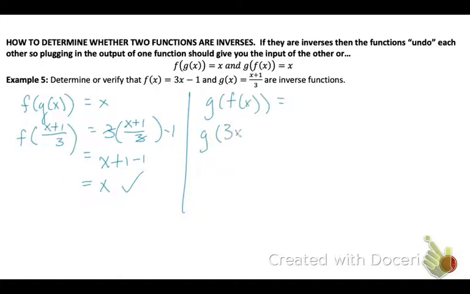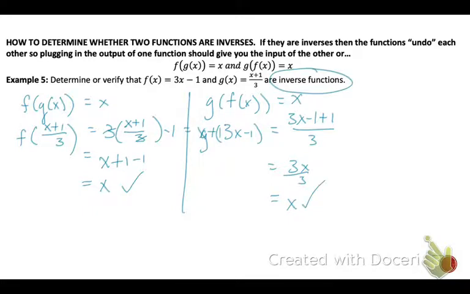So we grab f of x, which is just 3x minus 1, and we plug it into our g of x function. So up top, our 1's will subtract out. We'll get 3x over 3, which will simplify to simply x. So the fact that when I compose f of g of x it equals x, and when I go the other way, g of f of x, that equals x, means that these functions are indeed inverse functions and they undo each other.